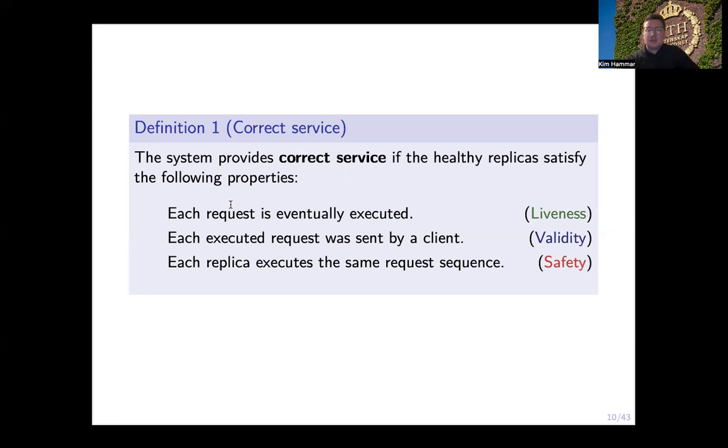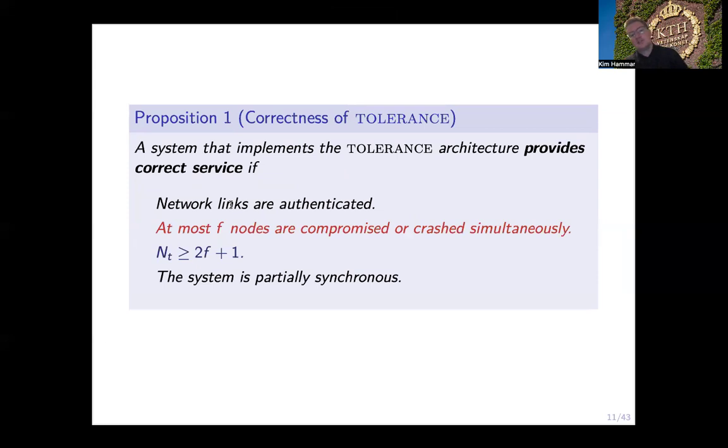Now, by introducing some standard assumptions on the synchrony of the network, we can then guarantee that the system provides correct service as long as the number of failed nodes is upper bounded by f, and the total number of nodes is at least 2f plus 1.